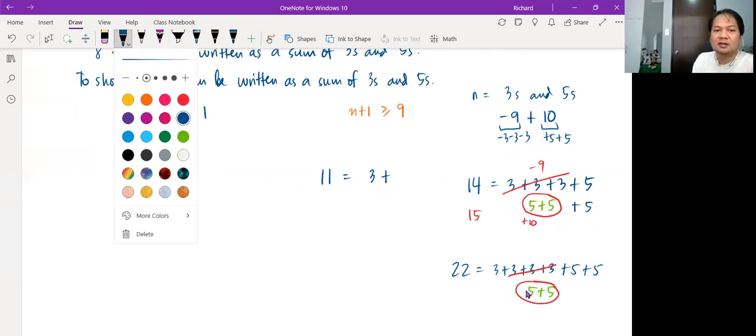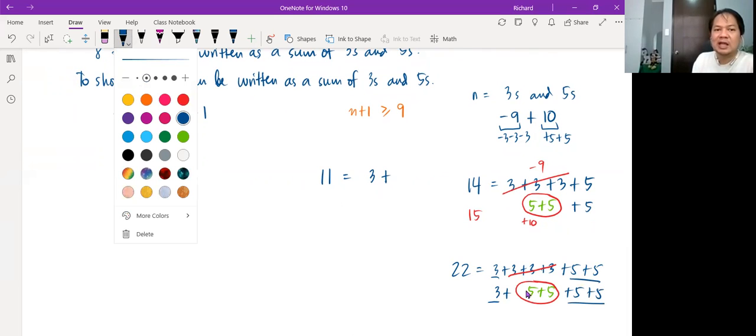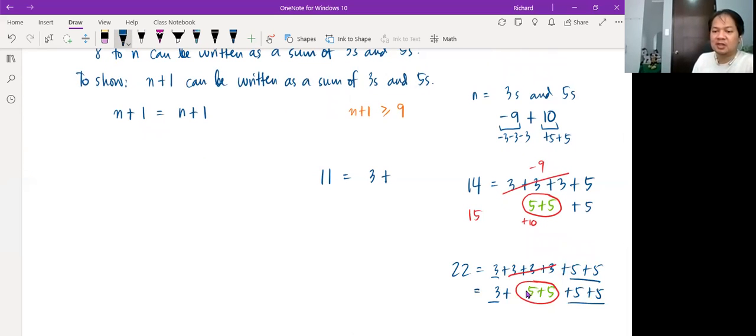And then the others from the representation of 22, we're going to retain them. And so what this would now provide us with is a way of representing the next integer, 23, as a sum of 3s and 5s. So let's pause for a bit and show how we are using induction here. The claim is that because 22 can be written as a sum of 3s and 5s, we could use that to show how 23 can be written as a sum of 3s and 5s.